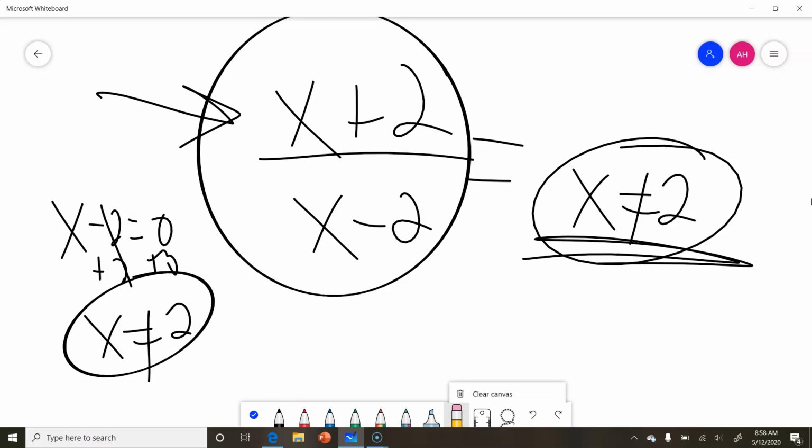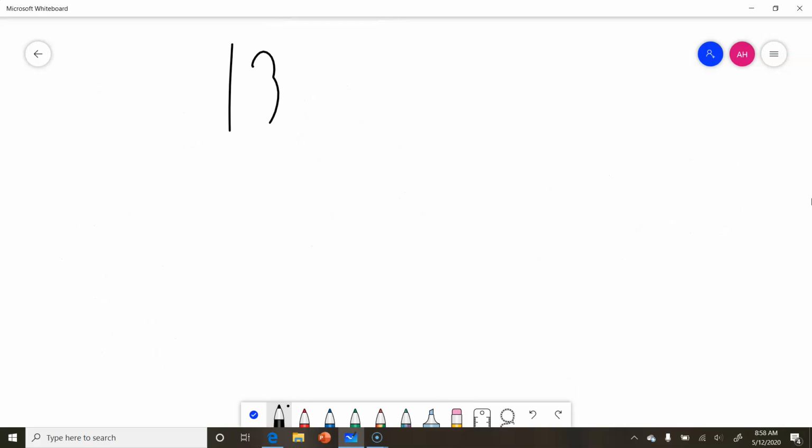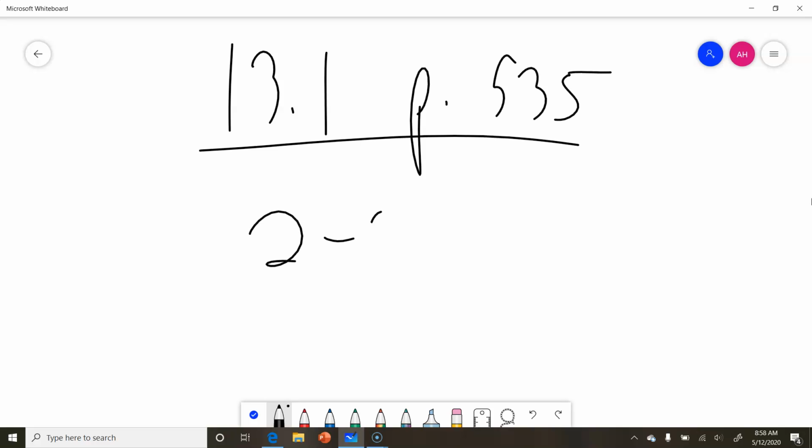Okay, so here's our homework. This is 13.1. This is page 535, and we are doing 2 through 22 even.